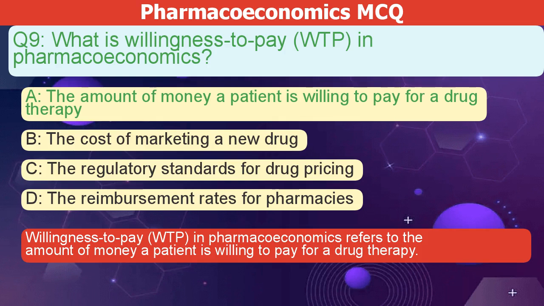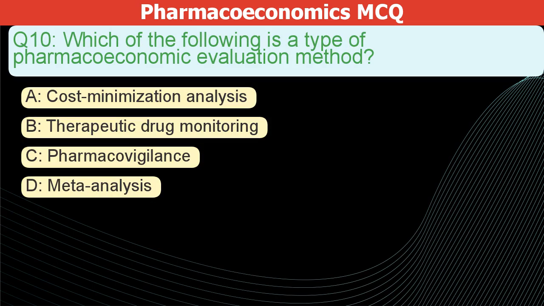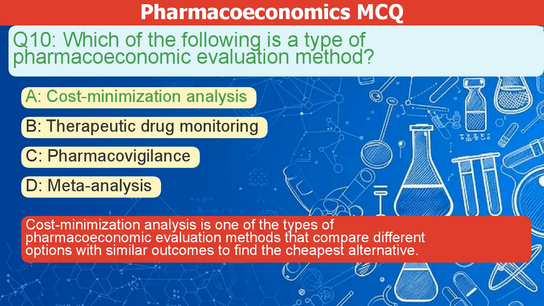drug therapy. Which of the following is a type of pharmacoeconomic evaluation method? A. Cost minimization analysis. B. Therapeutic drug monitoring. C. Pharmacovigilance. D. Meta-analysis. The correct answer is A. Cost minimization analysis is one of the types of pharmacoeconomic evaluation methods that compare different options with similar outcomes to find the cheapest alternative.